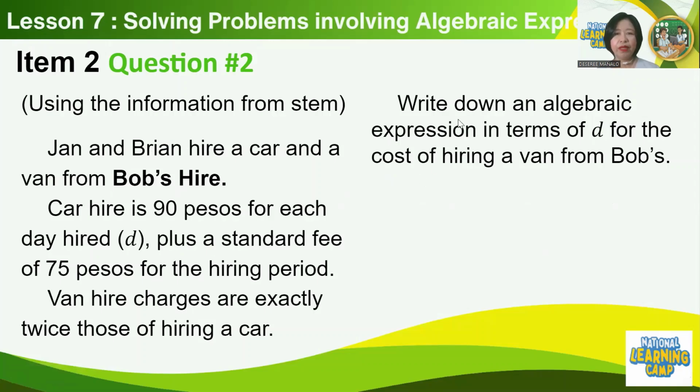Question 2. Write down an algebraic expression in terms of D for the cost of hiring a van from Bob's. For hiring a van, hire charges are exactly twice those of hiring a car. Twice meaning double. So a while ago it is 90D, so twice we have 180D. And then 75 twice, so we have 150. Therefore, 180D plus 150 is the expression of the cost of hiring a van from Bob's.